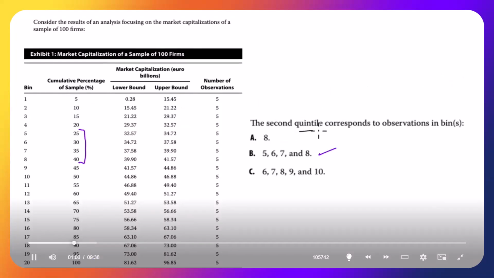The second quintile corresponds to observations in bins, and quintiles are fifths. So at the 20, at the 40, at the 60, and at the 80, 1, 2, 3, 4, 5. Bins 5, 6, 7, and 8.